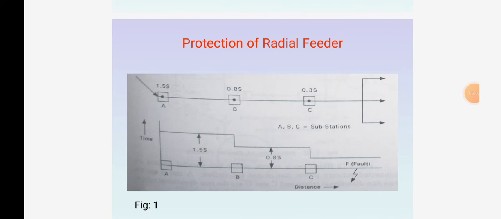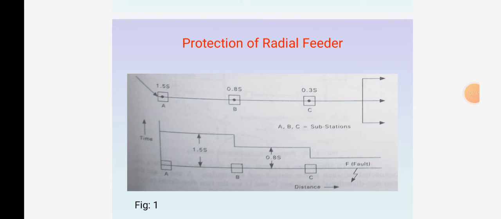So in this, if the fault occurs in the section CD, then only the relay of the substation C, that is relay number 4, will operate, because the time of operation of this relay is the minimum. In this way only section CD of the system will be isolated. If relay number 4 fails to trip, relay number 3 will operate after a time delay of 0.4 seconds, that is after 1.2 seconds from the occurrence of the fault.